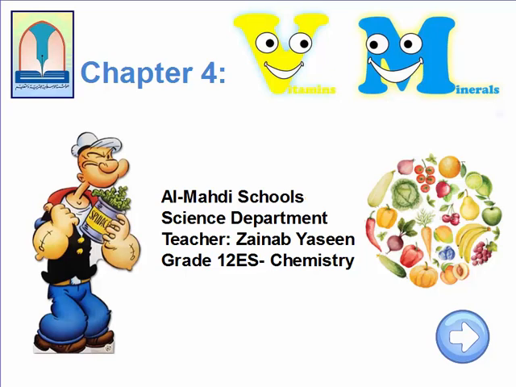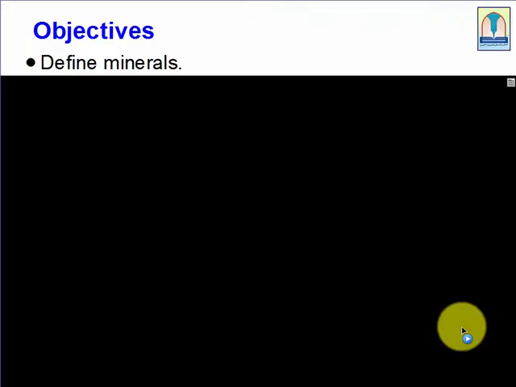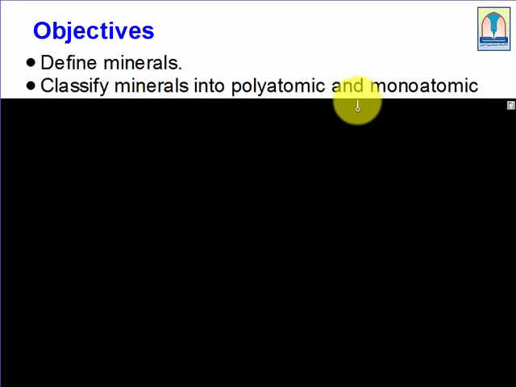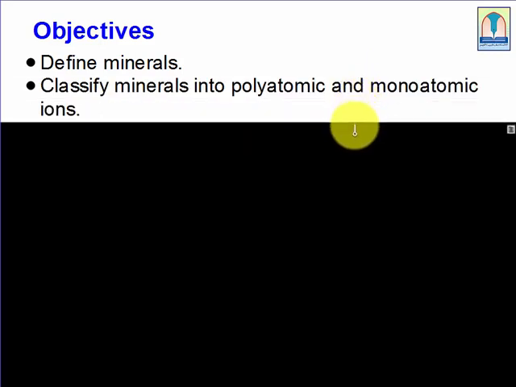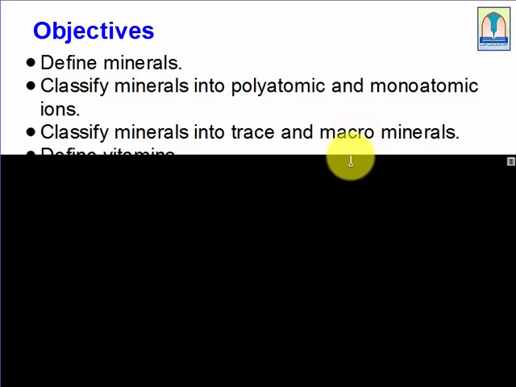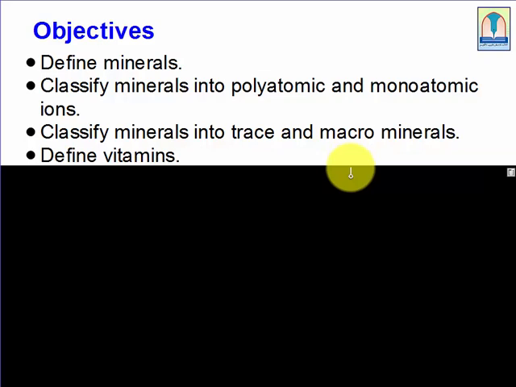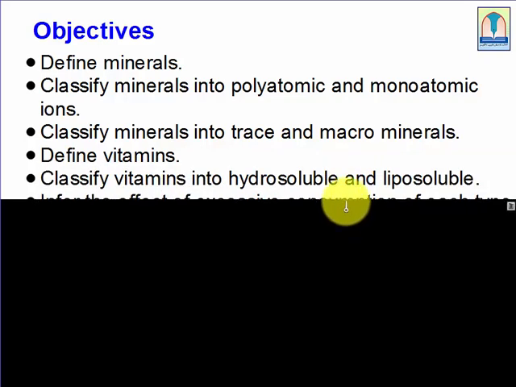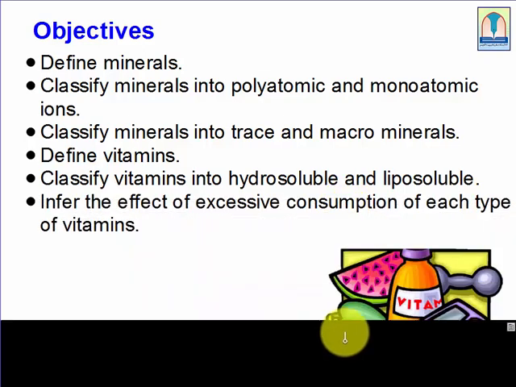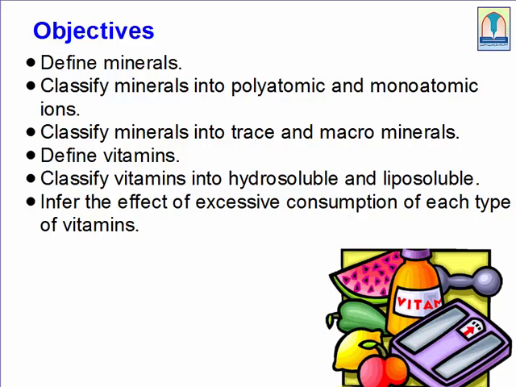Hello! In Chapter 4, the lesson of vitamins and minerals, we're going to investigate the following objectives. Define minerals, classify minerals into polyatomic and monoatomic ions, classify minerals into trace and macro minerals, define vitamins, classify vitamins into hydrosoluble and liposoluble, and finally infer the effect of excessive consumption of each type of vitamins.